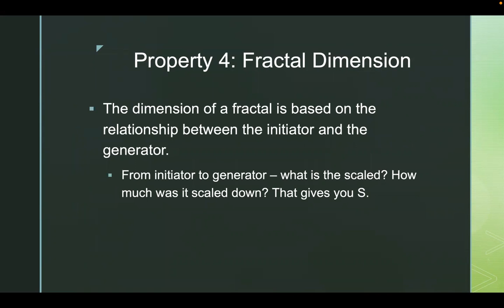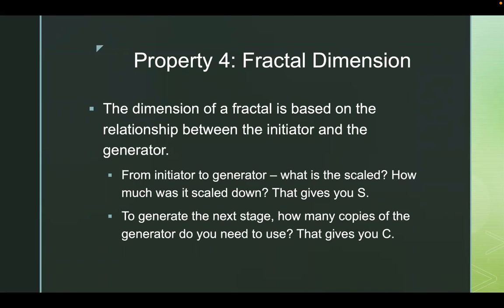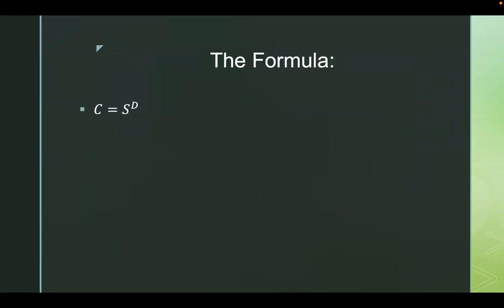So from initiator to generator, what is the scale, or how is it scaled? How much was it scaled down? And that gives you the value of S. To generate the next stage, how many copies of the generator do you need to use? Right? So to get the next stage, do you have to use 4 or 5? And that gives you the letter C. So this formula can be pretty tricky. So C equals S to the D.